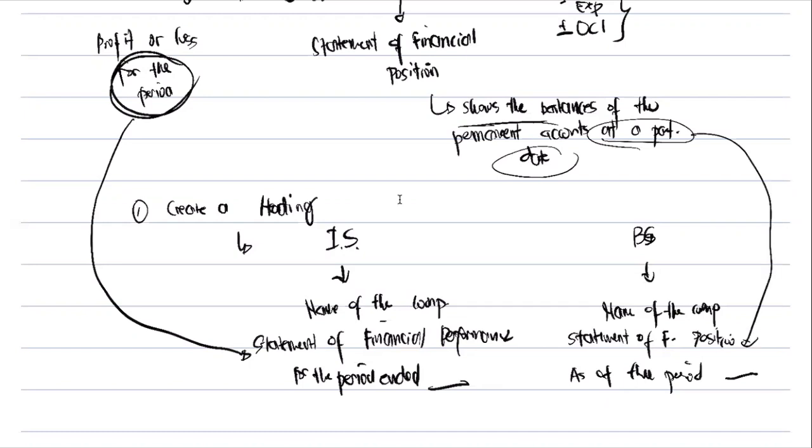Okay, so in preparation of your financial statements, we first create a heading. We have a different heading for your income statement and a different heading for your balance sheet also. So what are the headings on your income statement? We have the name of the company, then statement of financial performance, and for the period ended. Take note, we use "for the period" here. In the balance sheet, we use "as of." So balance sheet: name of the company, statement of financial position, as of the period. I hope we're clear here regarding the preparation of your heading.